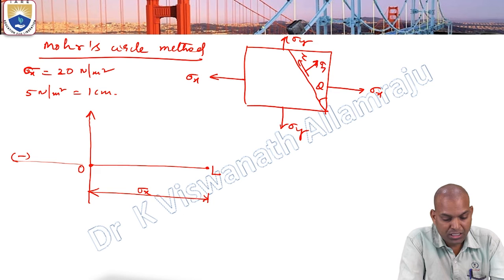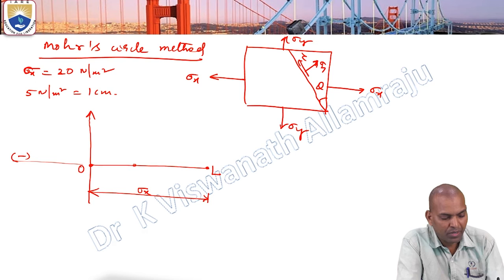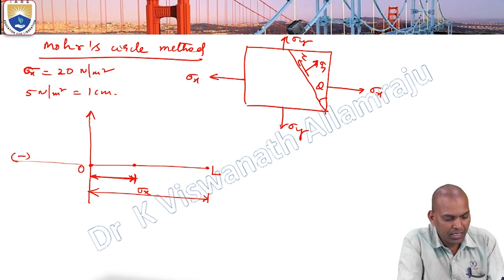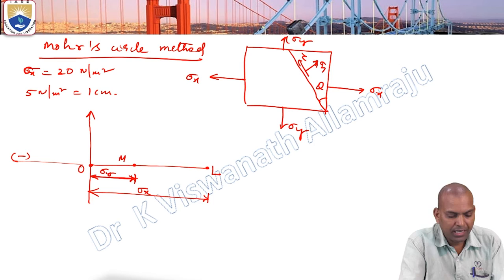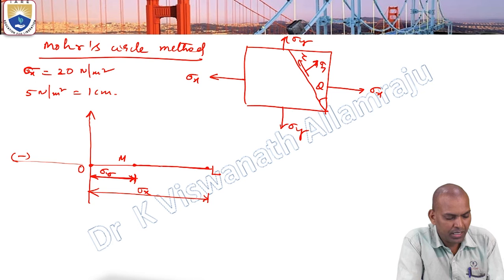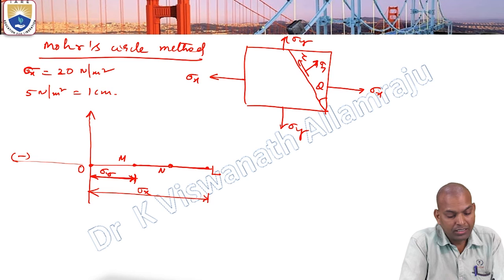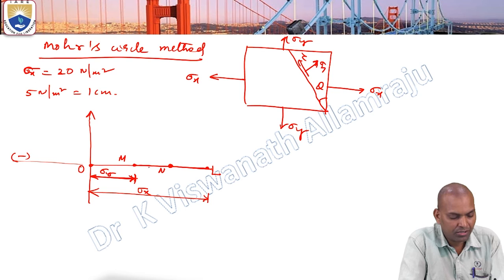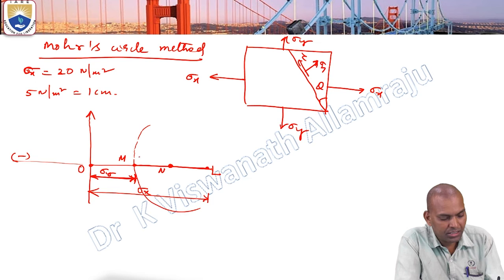Next, what is the sigma y value? Take from point O the distance in terms of sigma y, and mark it as M. So we have M and L. Take the midpoint of ML, which is N, and with the help of the compass, consider the radius NL or NM and draw a circle.